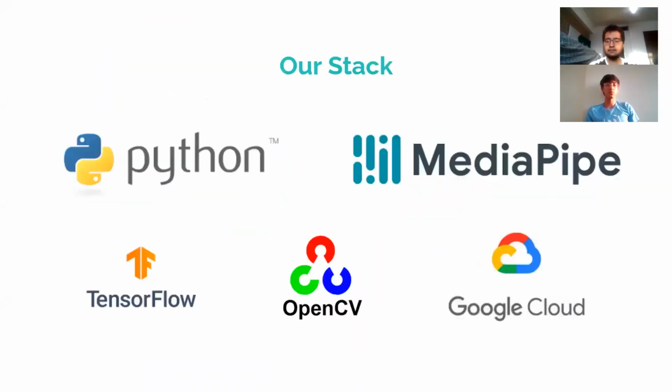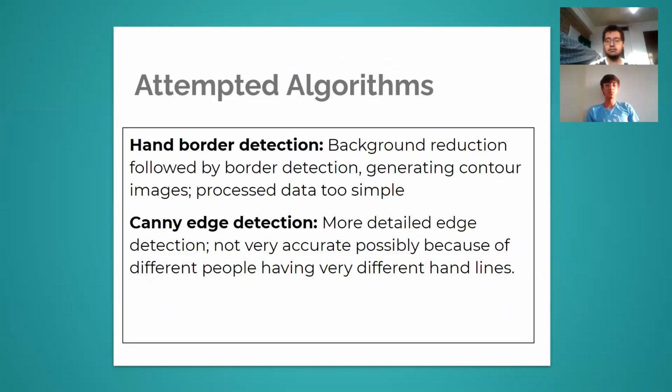So our tech stack for this project was Python, MediaPipe, TensorFlow, OpenCV, and Google Cloud for text-to-speech. The initial algorithm we used when approaching the problem was hand border detection. So what we did was we used basic computer vision algorithms such as background detection and border detection to extract hand borders from images and then use them to train a CNN. However, we realized later that this method was not the best since it lost data about internal orientations of the hand, which is important for some complex ASL gestures.